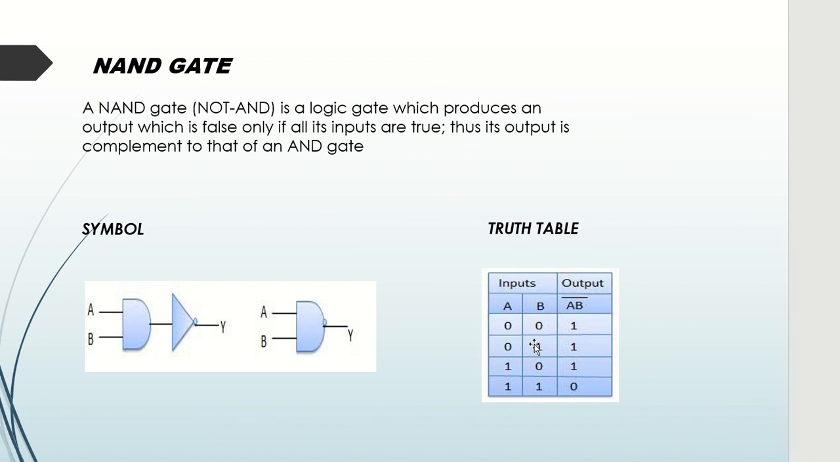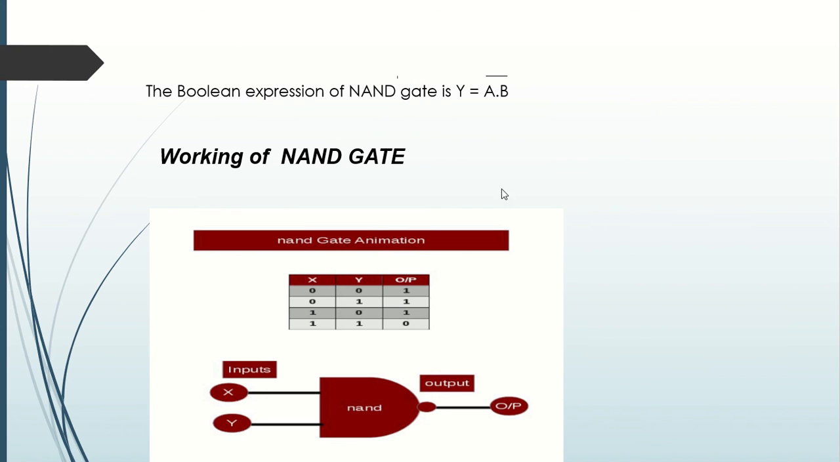Truth table of NAND gate is: if any one of the inputs is low, or both the inputs are low, it results in a high output. Otherwise, it gives 0. Boolean expression of NAND gate is Y equal to A multiplied by B, complemented. Working of NAND gate is: 0 0 input, 1 output; 0 1 input, 1 output; 1 0 input, 1 output; 1 1 input, 0 output.